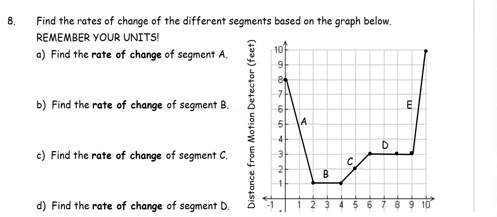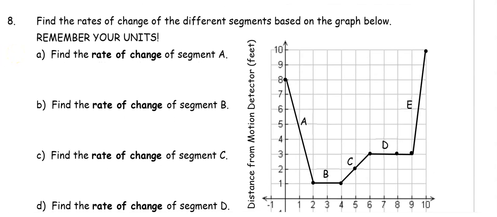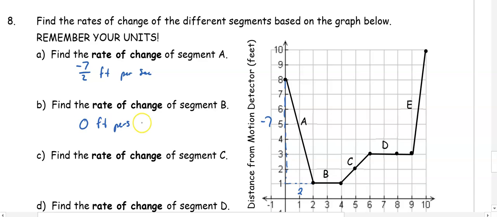In number 8, we want to find our rate of change. So in letter A, our line is going down and over. So from 8 to 1, we went down 7, and from 0 to 2, we went over 2. That's going to be negative 7 over 2 feet per second. In B, it's a flat line, so that's going to be 0 feet per second. We're not moving at all.